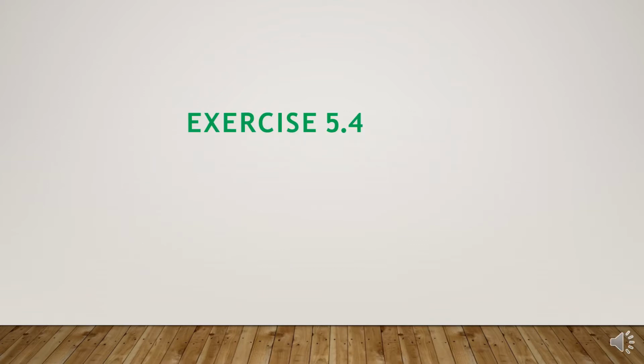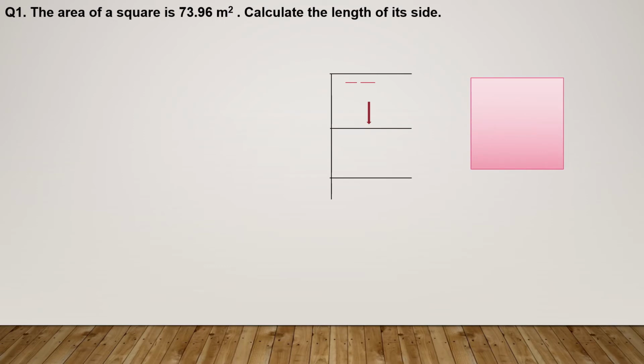Exercise 5.4. Question number 1: the area of a square is 73.96 meters square. Calculate the length of its side. A square just like this is given to you and its complete area is given to us, that is 73.96 meters square. The question is to calculate the length of its side. You have to calculate this side. Length of this side is to be calculated.